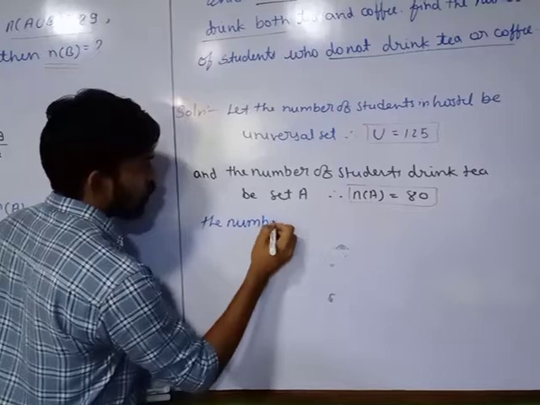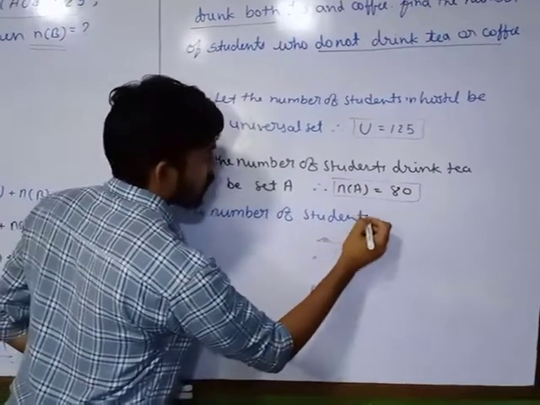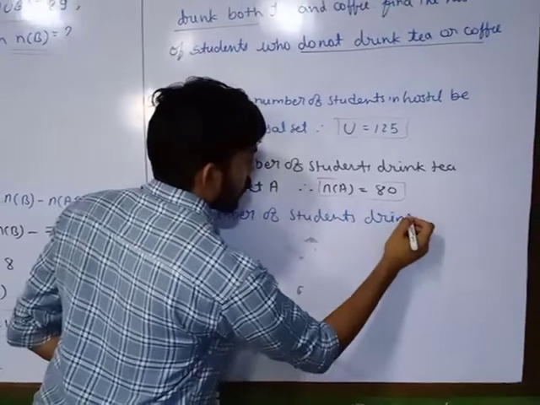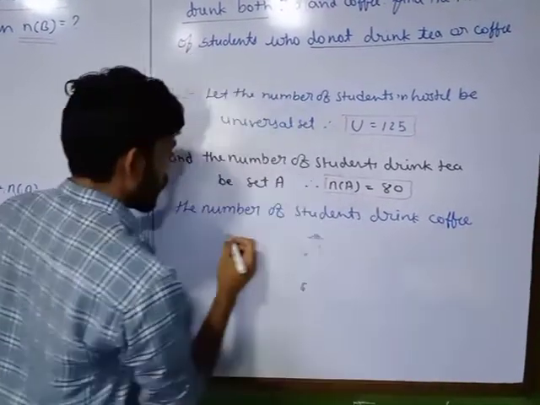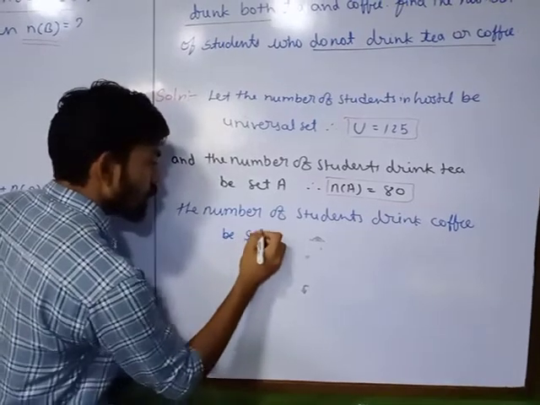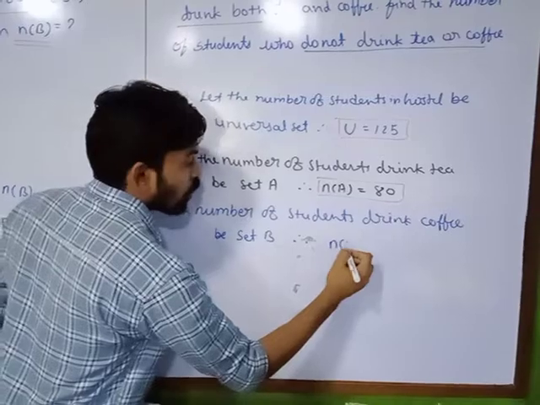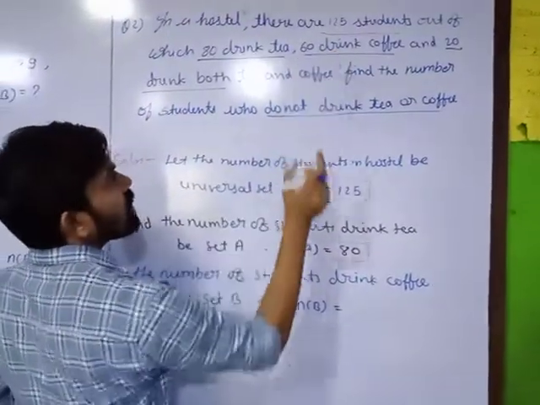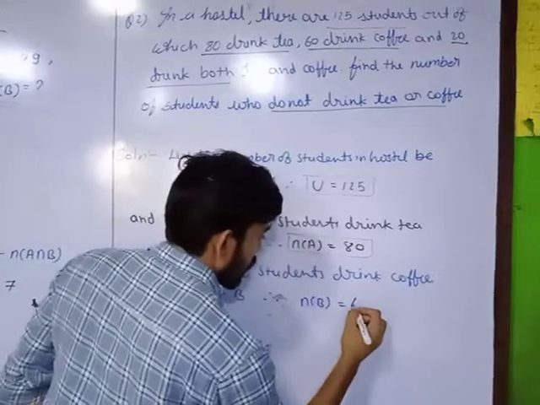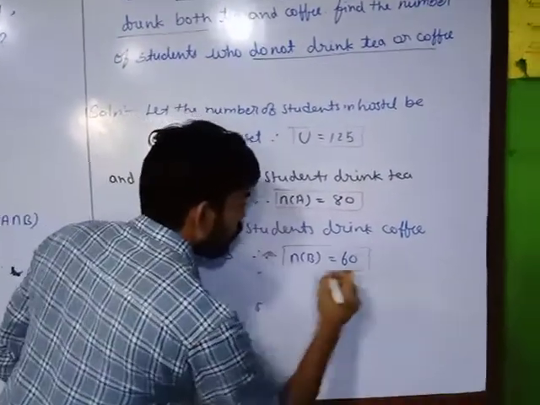The next one is the number of students who drink coffee be set B. Therefore, number of B is equal to the number of students who drink coffee, that is given, 60. So that is the number of B we have.